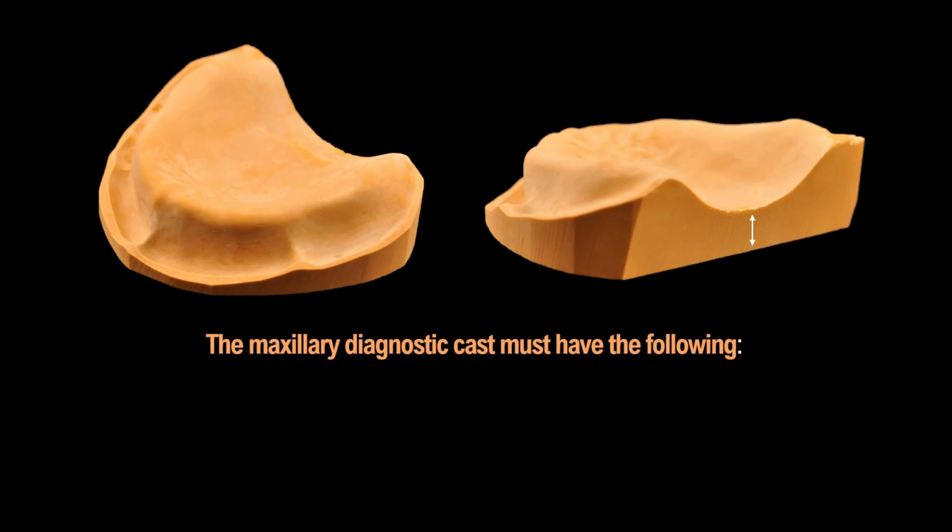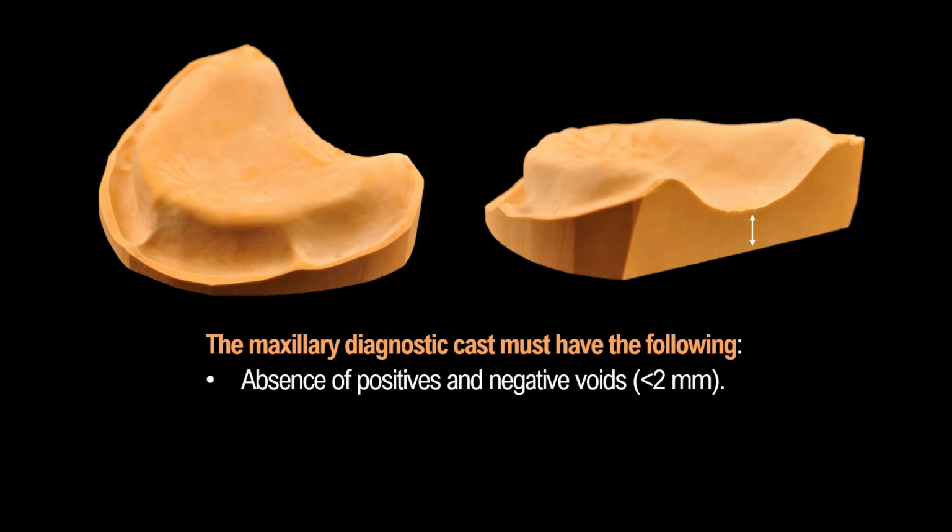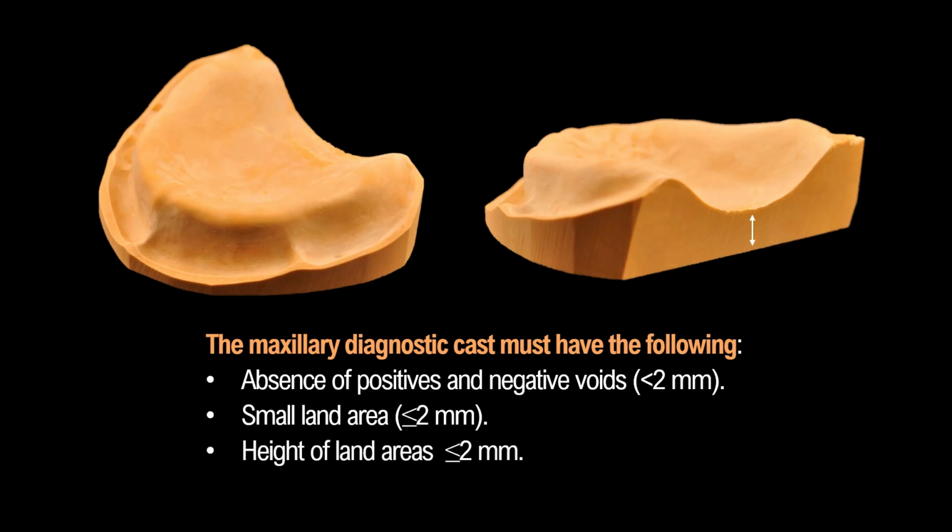This is what your diagnostic cast should look like at the end. It must have the following: absence of positive and negative voids. It's okay if it's less than 2 millimeters. Make sure that you are carving out those positives so they're not in your way when you're fabricating your tray. You must have a small land area, so equal to or less than 2 millimeters, the height of your land area. So as you see here, I trimmed so I can actually see the entire vestibule properly.